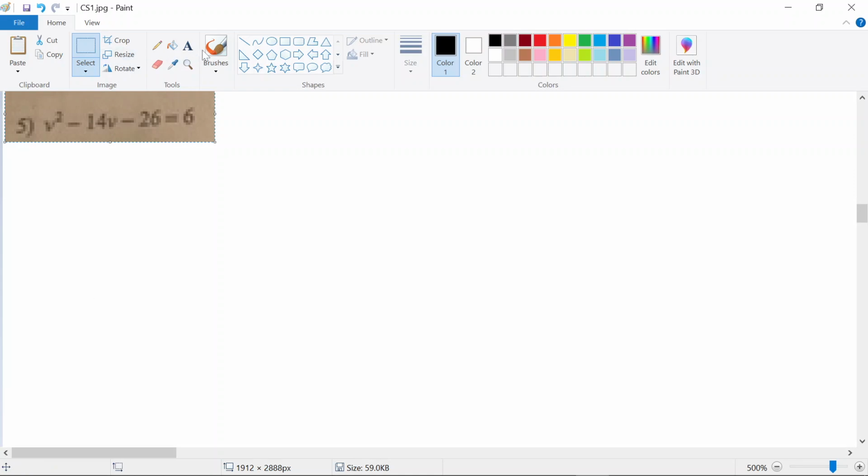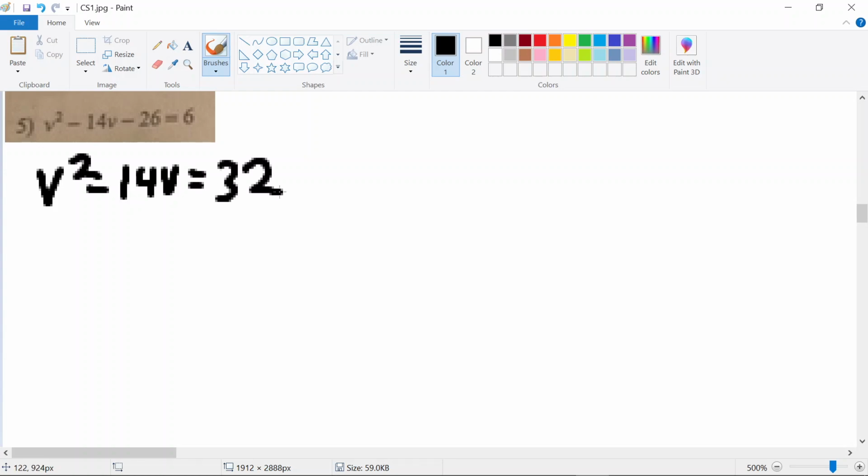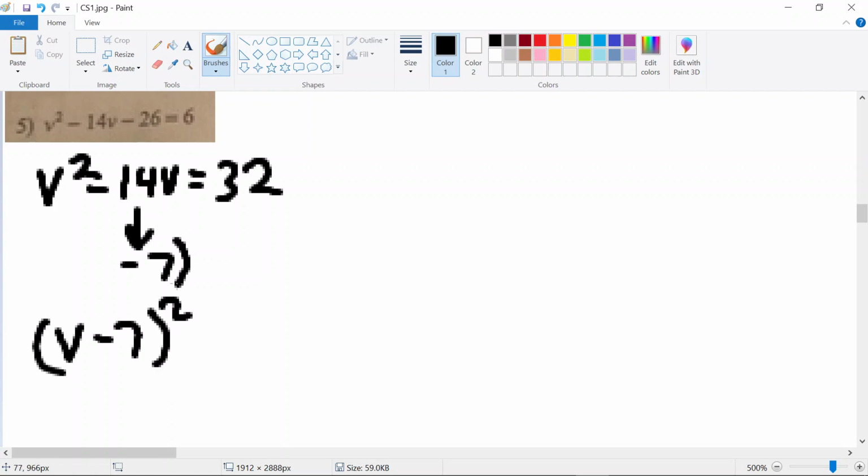v squared minus 14v minus 26 equals 6. I'm going to add 26 to both sides. v squared minus 14v equals 26 plus 6, which is 32. Then I'm going to take half of the coefficient of the non-square term as minus 7. I'll put it in the parentheses with the variable and square that. And then I will square that half of the coefficient, that's 49, and I will add it to both sides. 49 plus 32 is 81.